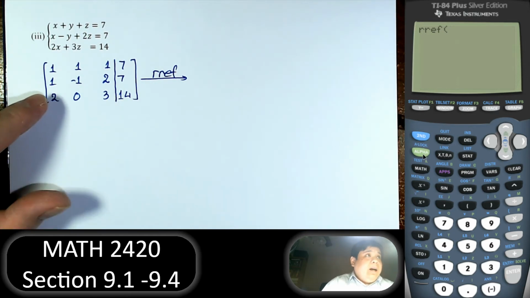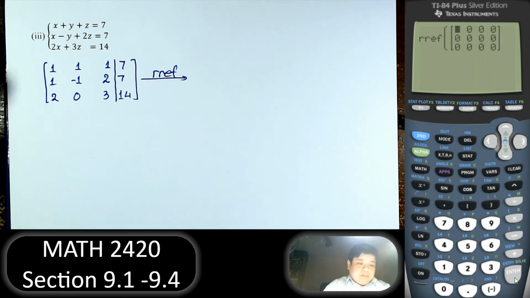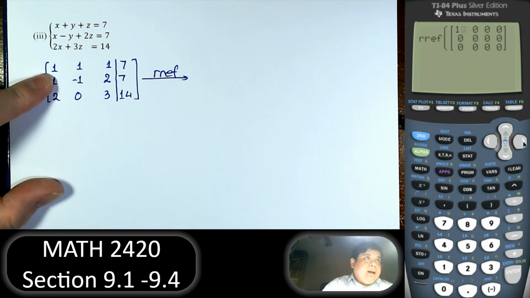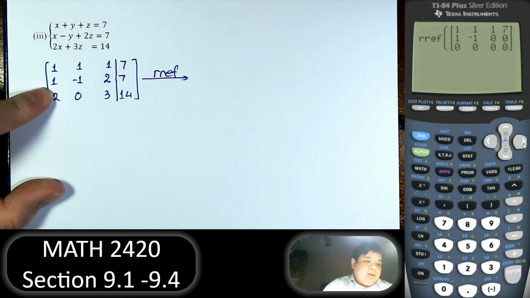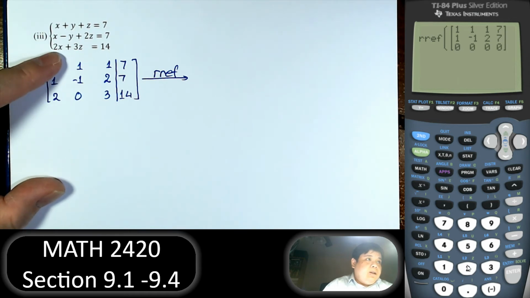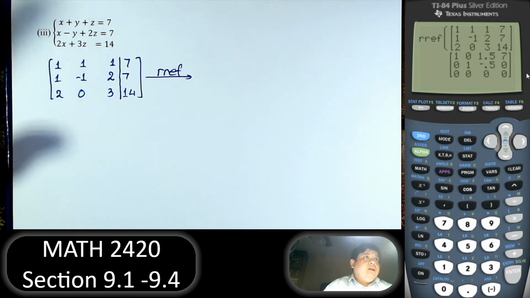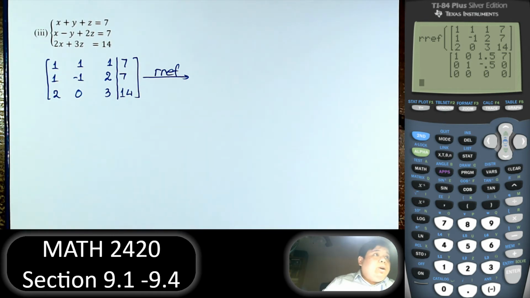Right. I put everything in the home screen though. 3 rows, 4 columns. Okay. 1, 1, 1, sorry, 7. 1, -1, 2, and 7. 2x, no y, 3z equal to 14. Alright, so that's what we have. Can we have fractions?